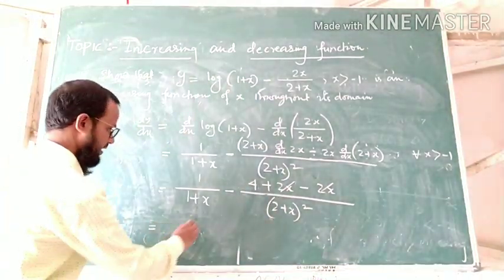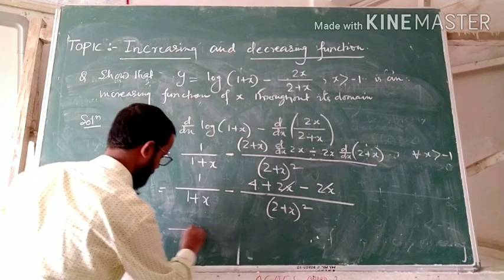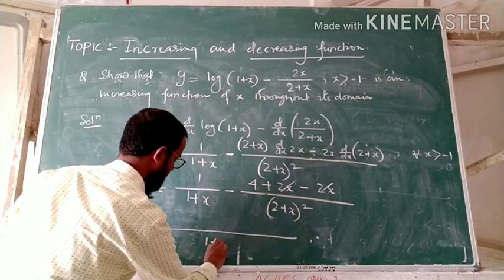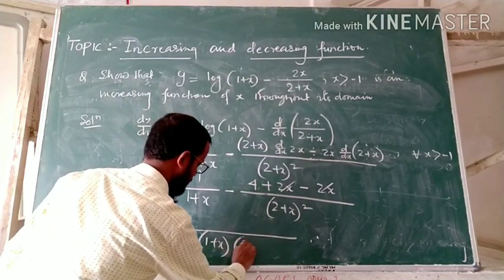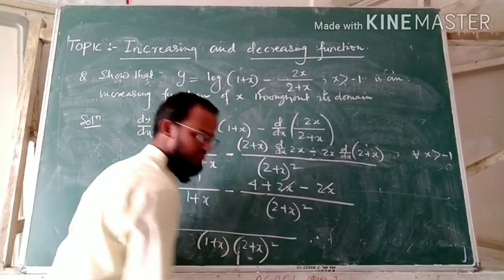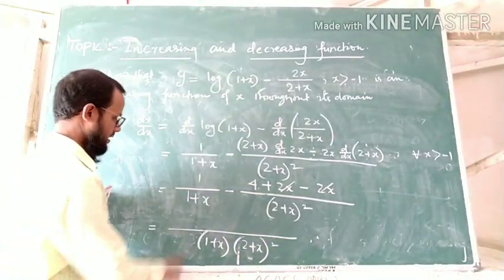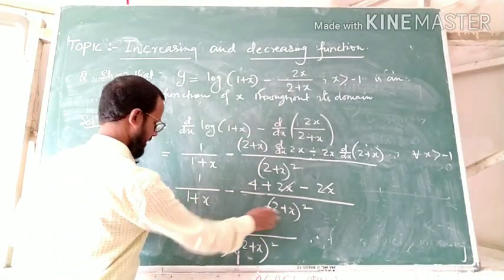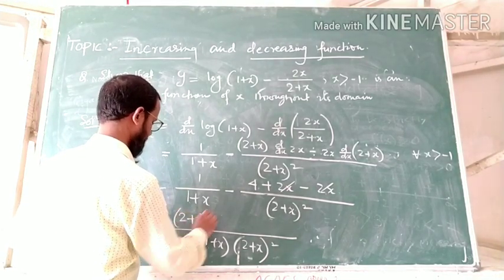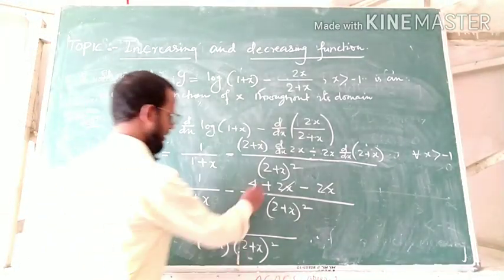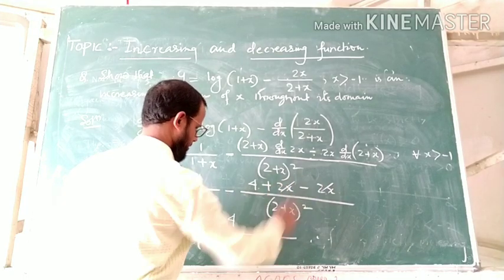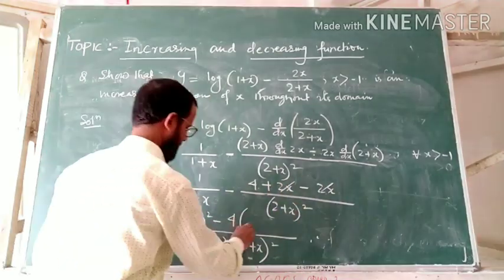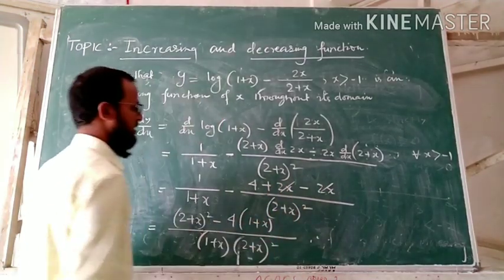देन टेक LCM बिटवीन दिस टू, LCM will be 1 plus x into 2 plus x whole square, okay. After taking LCM it will be 2 plus x whole square minus, याद इधर क्या होगा 4 रहेगा, बाकी तो कैंसल हो जाएगी, 4 into 1 plus x, okay.